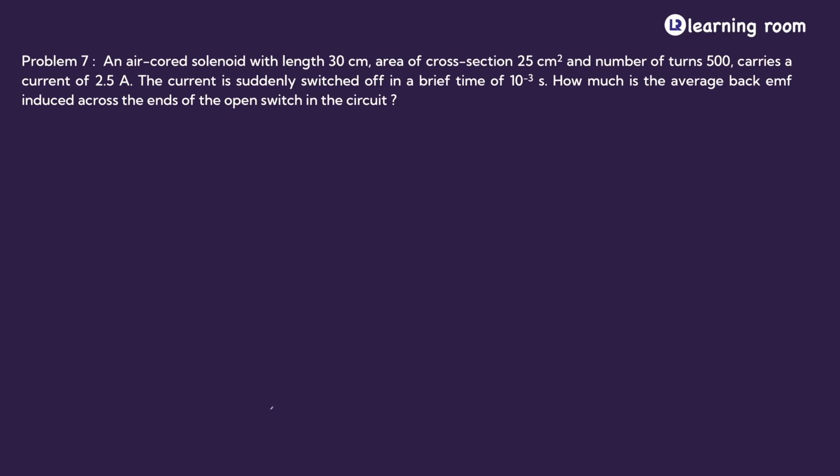So take down the data. It is an air-cored solenoid and it has a length of 30 centimeter and the area of cross section is 25 centimeter square. The number of turns is going to be 500 and it carries a current of 2.5 ampere. The current is suddenly switched off in a brief time of 10 power minus 3 second, which is 1 millisecond. In 1 millisecond, there is an EMF that is getting induced. You need to calculate the value of it.